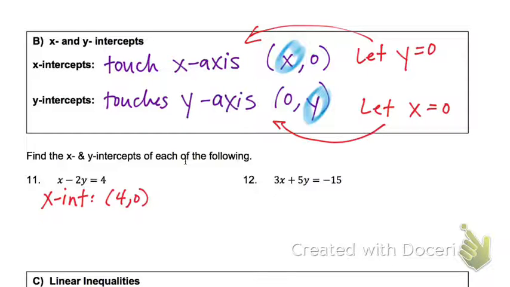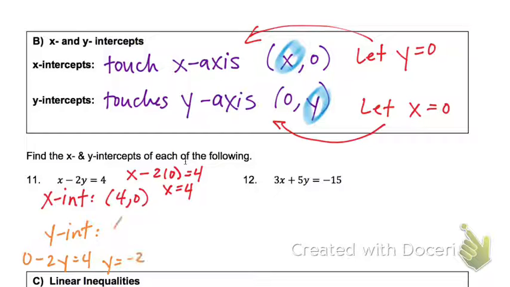But if you want to write out all of the work, it's like saying x minus 2 times 0 equals 4. So then my y-intercept, if I'm setting x equal to 0, minus 2y equals 4. So y equals what? Negative 2. So my ordered pair is 0, negative 2.